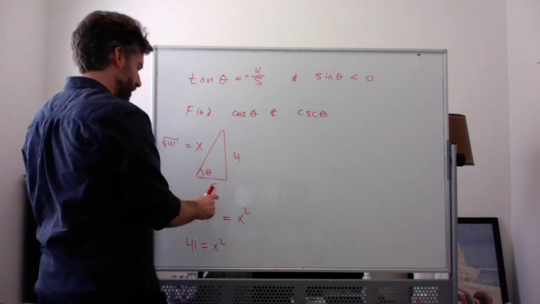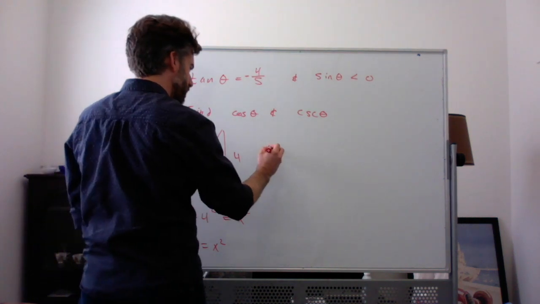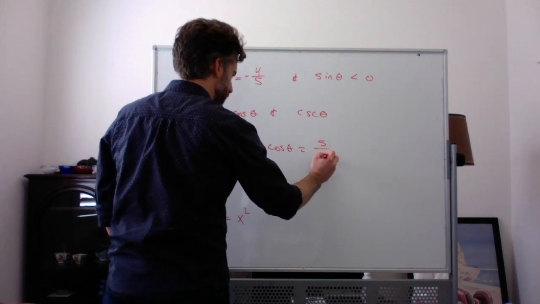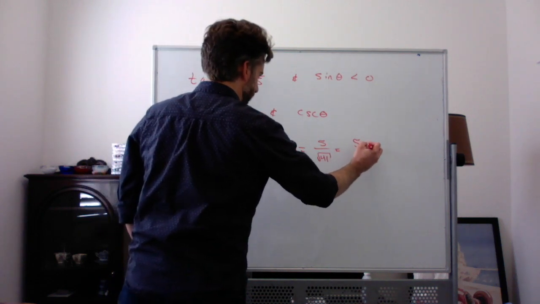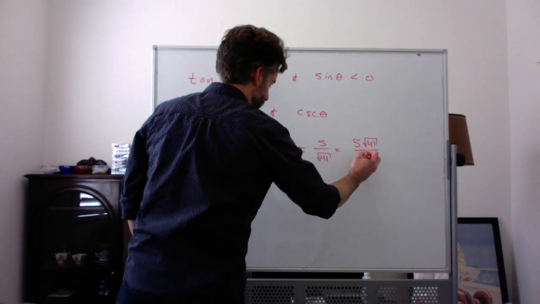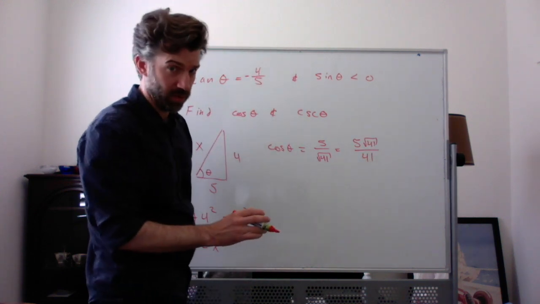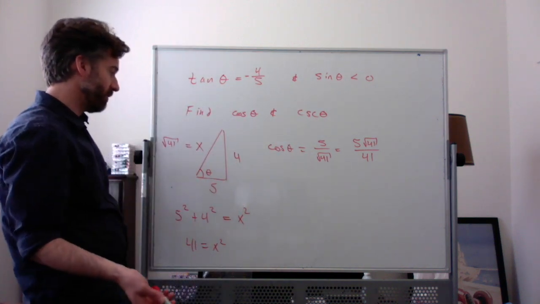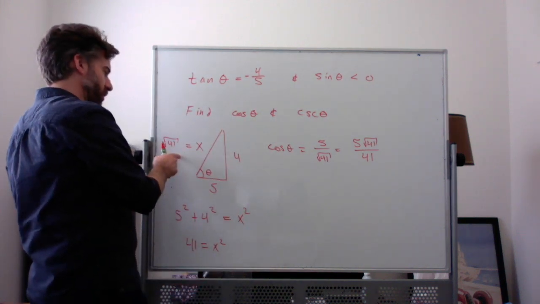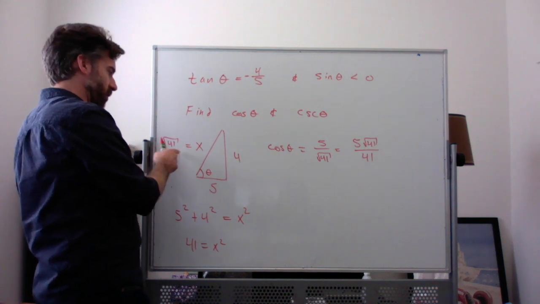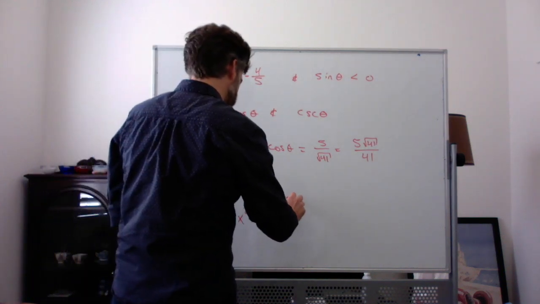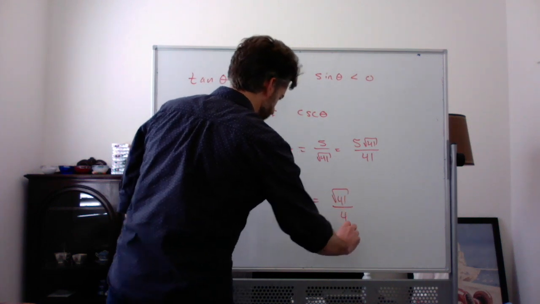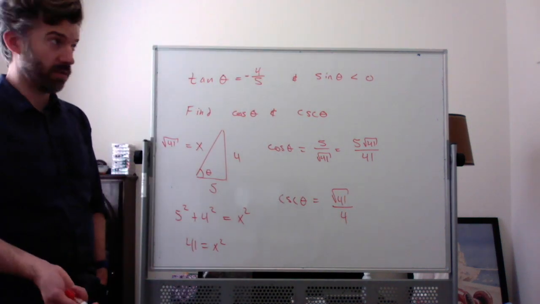So cosine of theta is adjacent over hypotenuse. So cosine of theta is 5 over the square root of 41, which rationalizes as 5 root 41 over just 41, not the square root of 41 on the bottom. And then cosecant of theta, so I know that sine of theta is 4 over root 41, so cosecant should be root 41 over 4. I don't need to rationalize this one because there is no radical in the denominator.